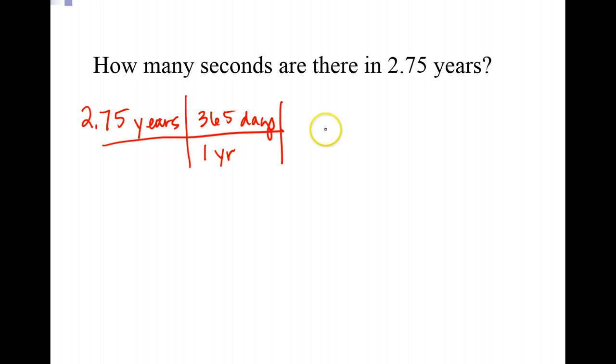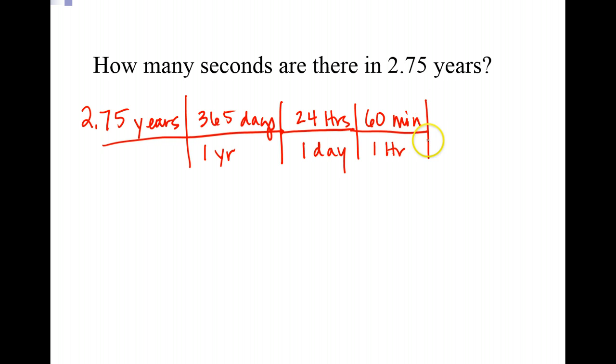And then we know each day consists of 24 hours. One hour is 60 minutes. And 1 minute is 60 seconds.